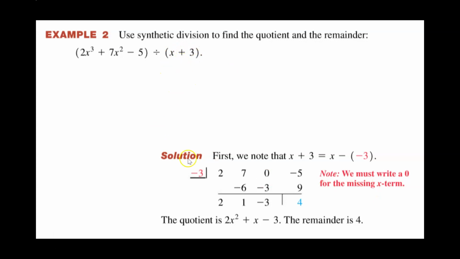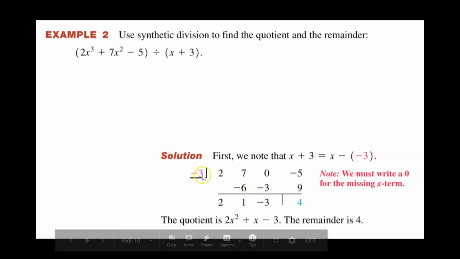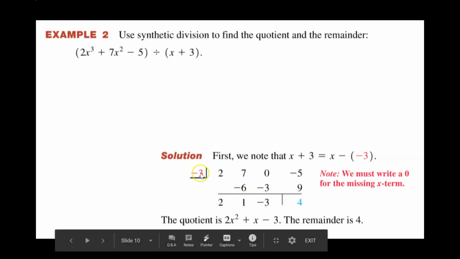This is a +3, so remember, change the sign, make it a -3, backwards L. -3, drop this 2 down, so -3 times this 2, -6, add them together, 1. -3 times this 1, multiply, we can put -3, add them together, we get -3. -3 times -3 gives us a +9, add them together, we have a remainder of 4.